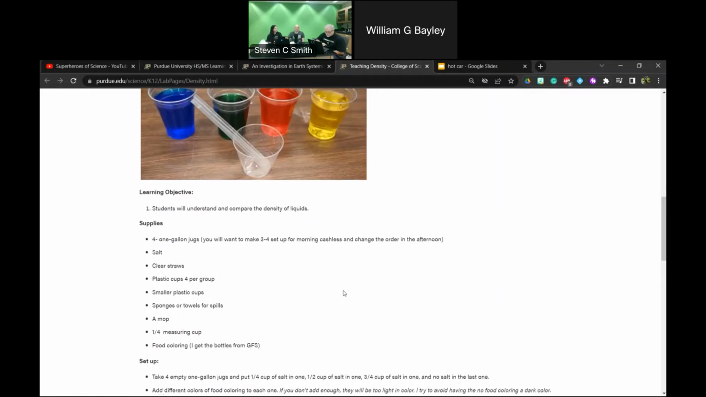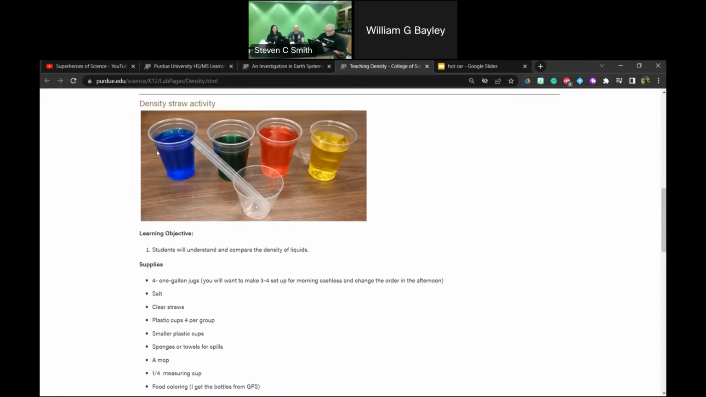Now I put here that I get my bottles of food coloring from GFS. If you just use a few drops out of the thing, it's going to be really too light, and it's hard to distinguish some of the colors. You have to use a little bit more food coloring to make the intense colors that we like to see. And then each group gets a cup of each color.